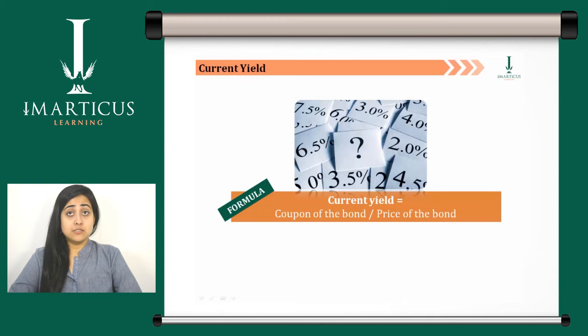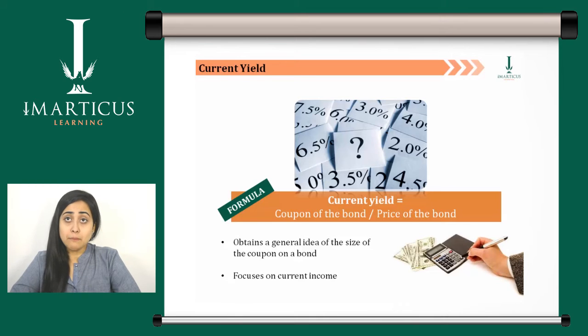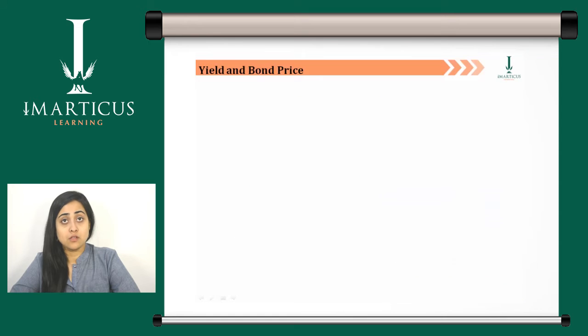The current yield can be useful in obtaining a general idea of the size of the coupon on one bond relative to another, but it has nothing to do with the true earnings potential and total return of a bond. The current yield focuses on current income, ignoring the capital gain component of bond returns.